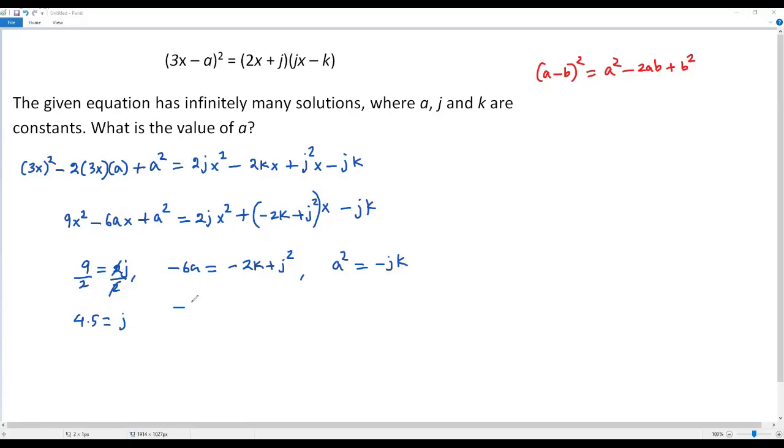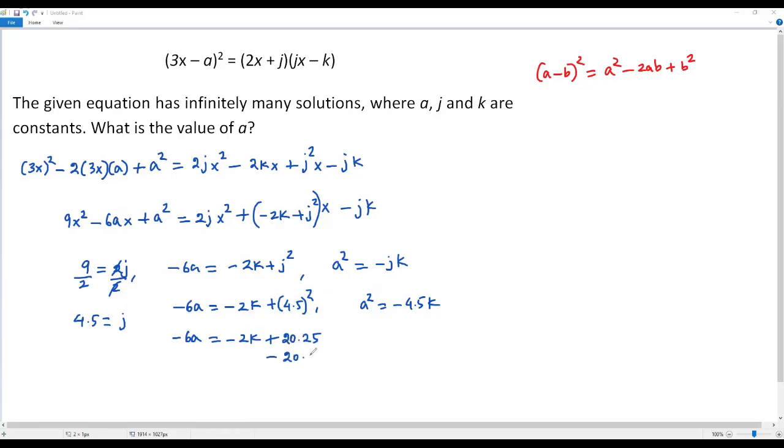Okay, let me do it. Negative 6a equals negative 2k plus 4.5, the whole square. And here a square equals negative, for j we can plug in 4.5, that is, we get negative 4.5k. Okay, now let's solve for k in terms of a in this equation. Negative 6a equals negative 2k. When I evaluate the value of this 4.5 the whole square, its value is 20.25.